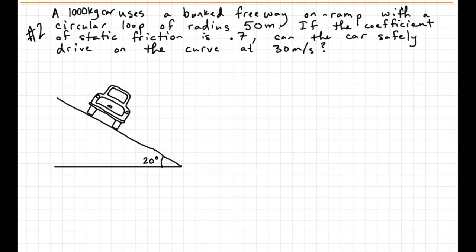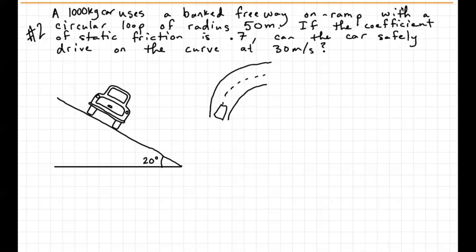So if we looked at the top down again, we'd have some sort of loop like this, and the car would be moving on the loop again in some sort of circular path. The radius of that path would be 50 meters here. If the coefficient of static friction is 0.7, can the car safely drive on the curve at 30 meters per second? So this is another question about how much static friction we have and how fast the car can go, but it's trickier because of this bank.